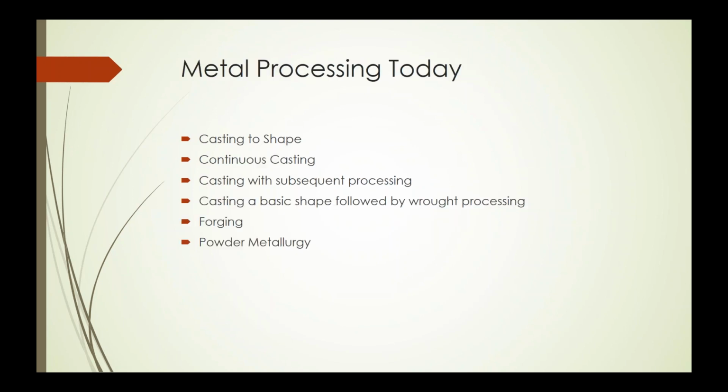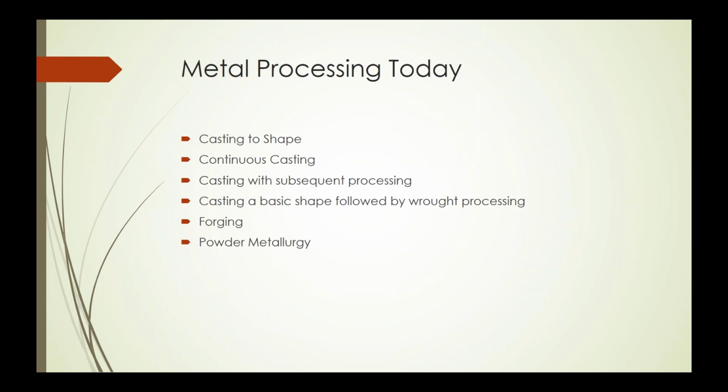Well, when we come to today's metal processing, we do casting to shape, although we do a much better job and we have better molds these days. We do something called continuous casting, and the development of that has been very beneficial. Casting with subsequent processing, and by this sometimes you take a continuous cast piece or a cast to shape piece and you do some minor machining, finishing, drilling, things like that to make it workable.